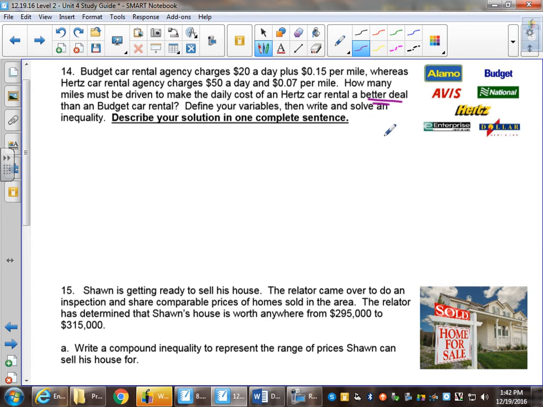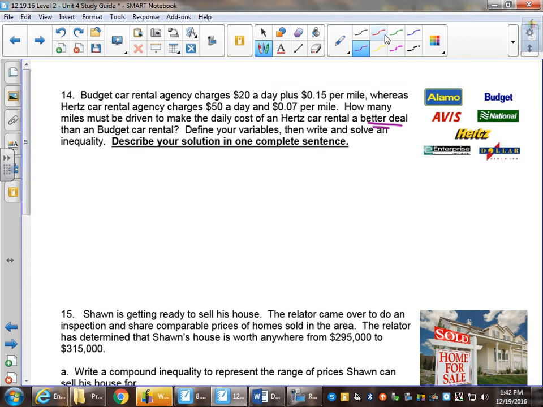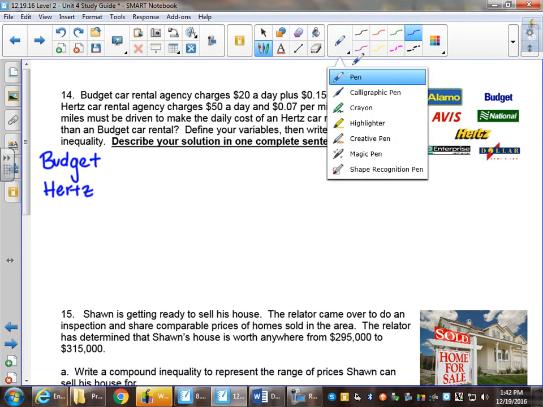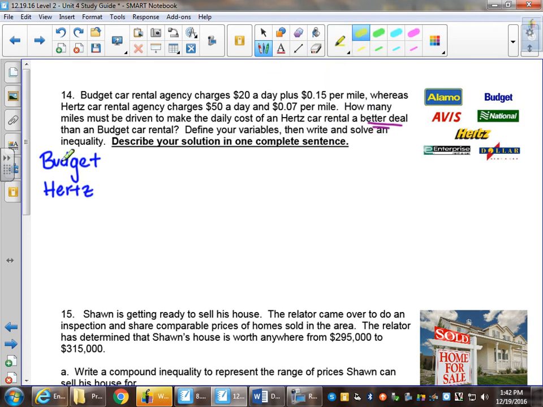As soon as we see a better deal and we're comparing two companies, we know we're going to start off by getting two y equals mx plus b equations. One for budget, so write budget, and the other for Hertz. So if you haven't gotten out your highlighters, now would be a really good time, because we're going to assign budget one color and Hertz another color, and we're going to organize our information.